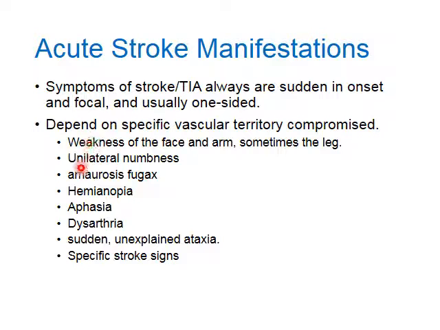And then what we usually end up seeing is some of these manifestations: weakness in the face, arm, sometimes leg, unilateral numbness, this thing called, oh my God, what is that? Just hold on. All of these terms right here, unexplained ataxia. Let me go explain ataxia. Ataxia basically means difficulty in walking.